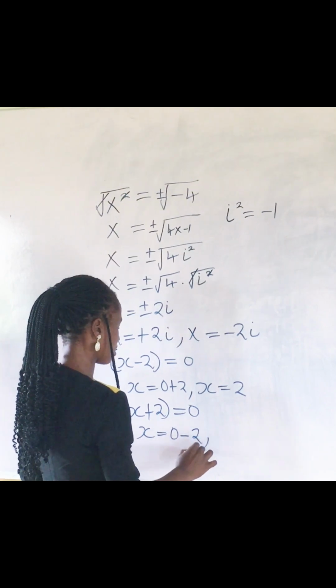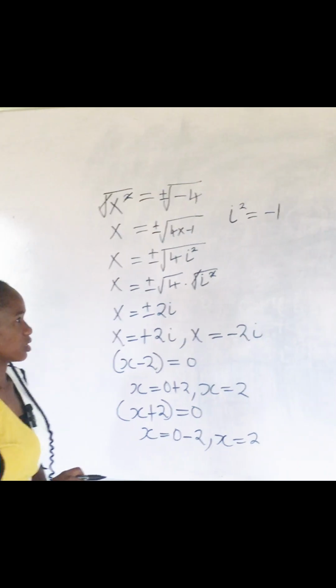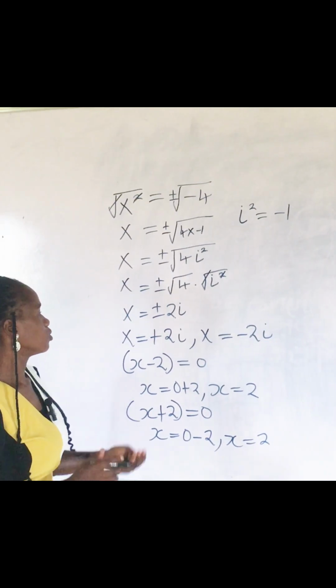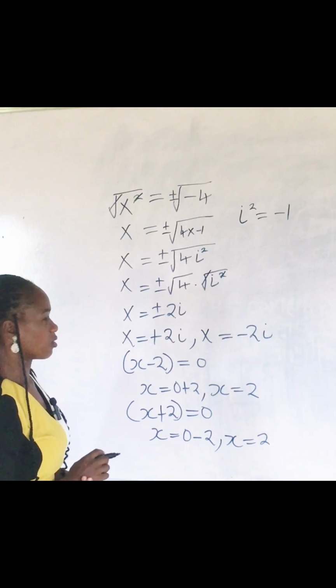In that case x is equal to minus 2. So from this you can see how we can solve this question. We have four values for x: two are real numbers, then two are complex numbers.